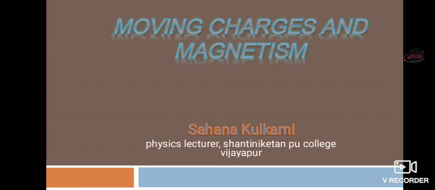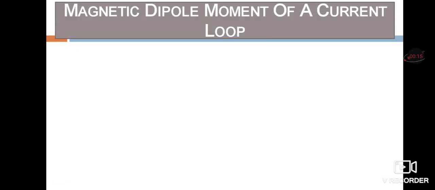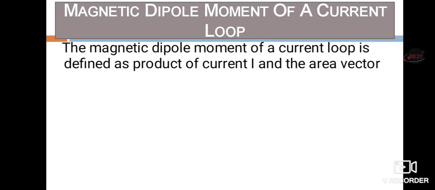Again today we are going to discuss the chapter Moving Charges and Magnetism, the continued part, in this session 7. First of all, we are going to discuss the magnetic dipole moment of a current loop. So what is the magnetic dipole moment? Already in the first chapter we have discussed the electric dipole moment. Now it is the magnetic dipole moment.